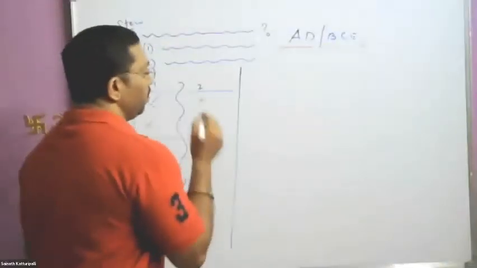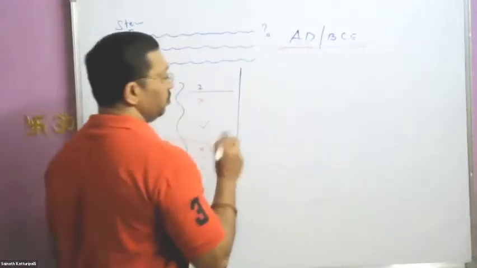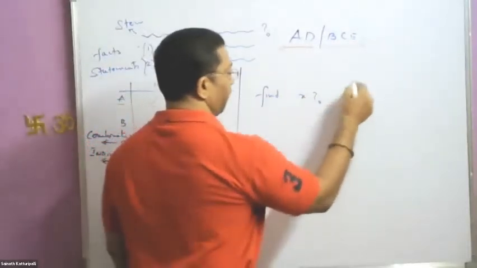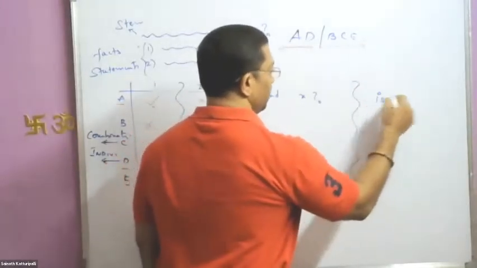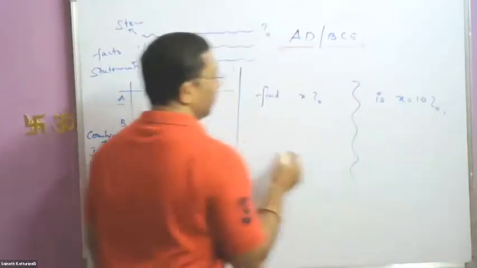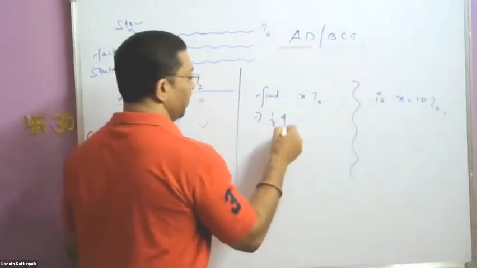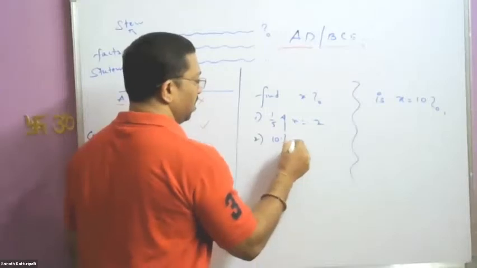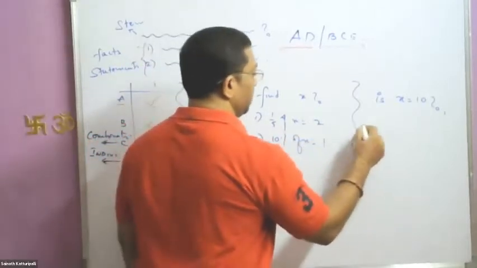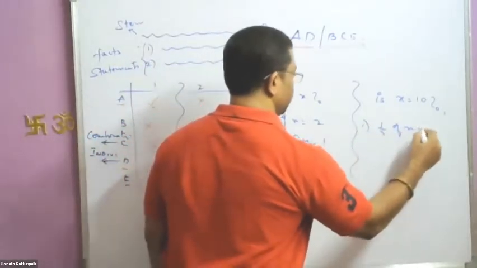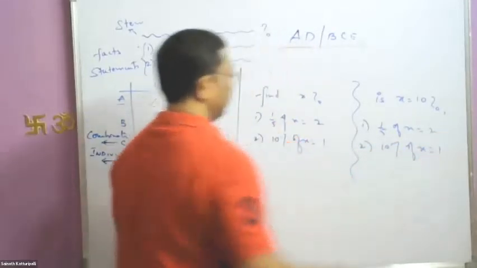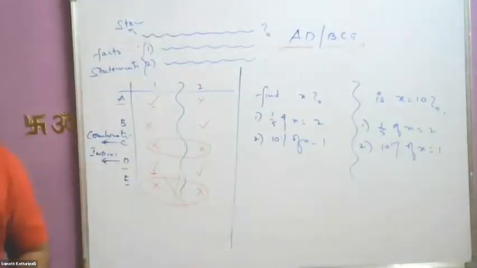Now I want you to figure out what's the difference between these two question types. The first: find X. The second: is X equal to 10? The statements can be anything, say 1/5 of X equals 2 and the second, 10% of X equals 1, something like this. Same statements. Let's take the same statements here as well. Do you see some fundamental difference in the question? And if so, what is it?